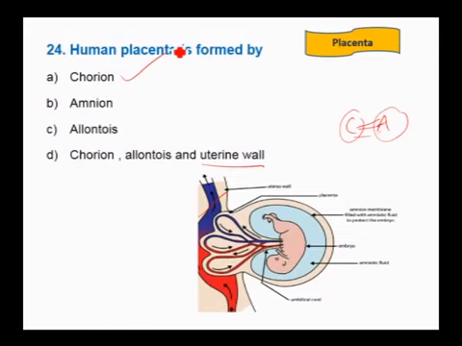So chorion and allantois are needed, and the uterine wall is also needed, as it is the maternal part of the placenta. So therefore the right option is D, chorion, allantois and uterine wall.